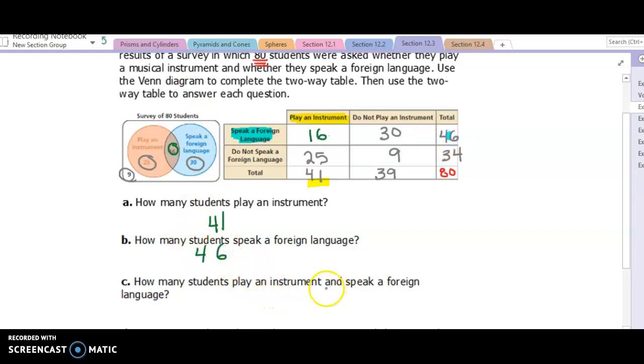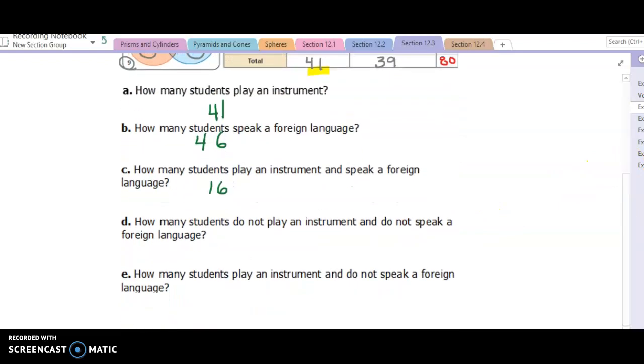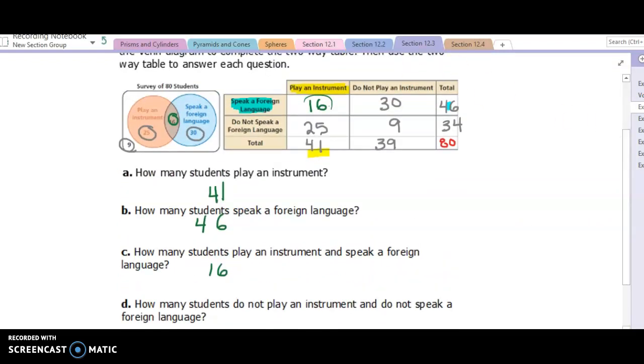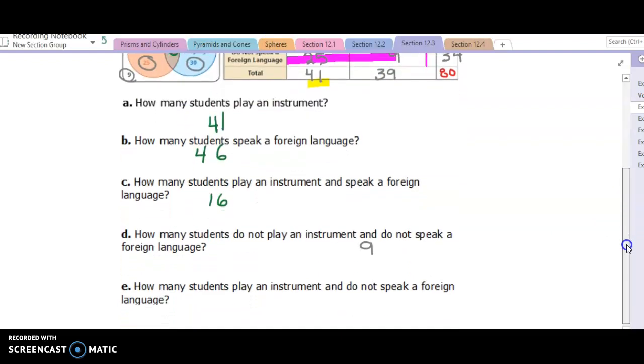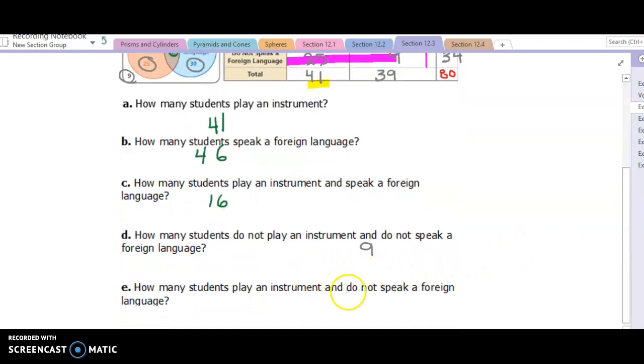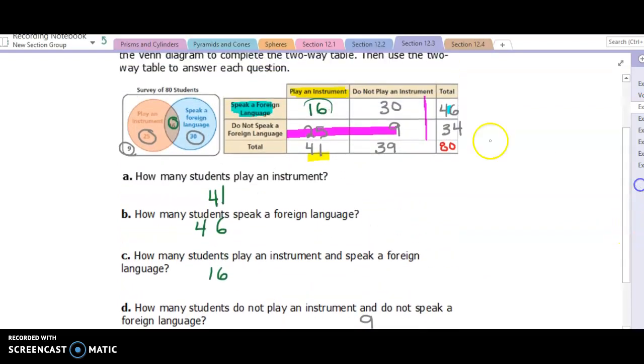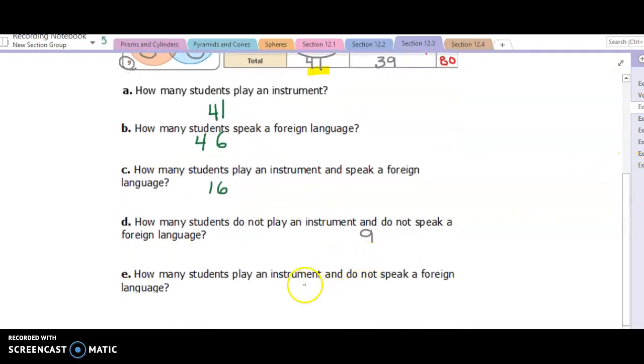How many students play an instrument and speak a foreign language? So we already talked about that. That's 16. These should be pretty easy, guys. How many students do not play an instrument and do not speak a foreign language? So no instrument, no foreign language. That'd be this 9 right here. And last but not least, how many students play an instrument and do not speak a foreign language? So they do play an instrument, they don't speak a foreign language. That would be 25. Hopefully that was pretty simple for you guys.